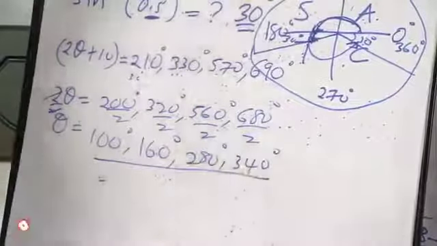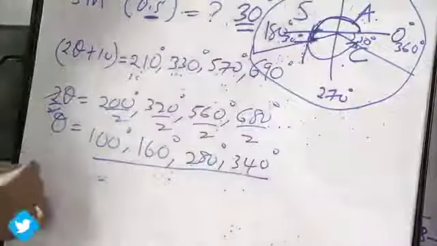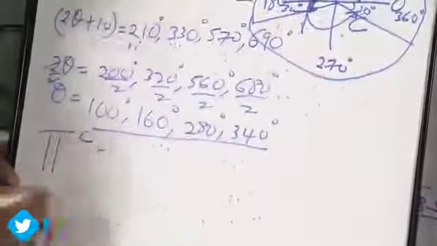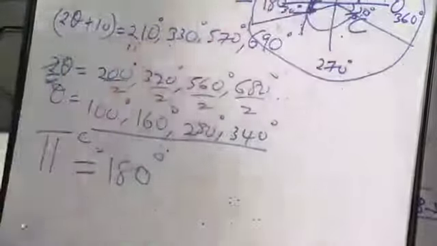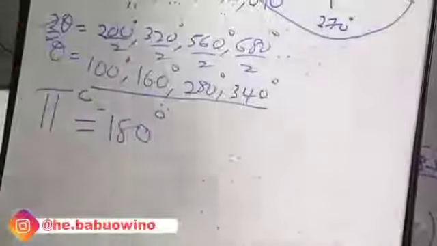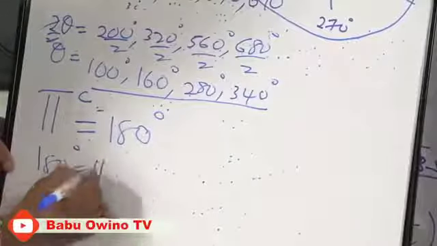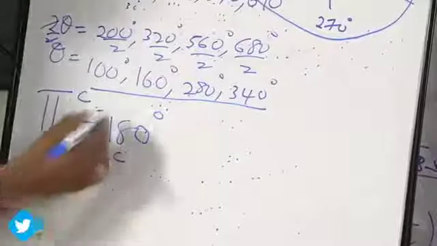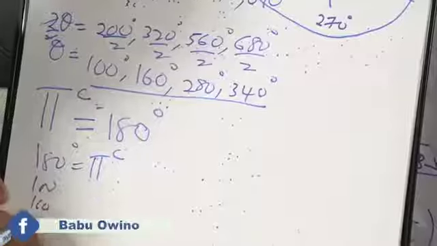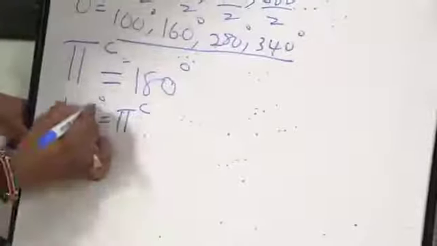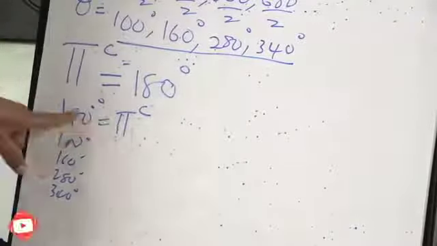These are the answers. But remember, we are told to write our answers in pi radians. Common rule in maths, 1 pi radian equals 180 degrees. When you move from 0 to 180 degrees, you've made a pi radian. Therefore, we want to convert this. If 180 degrees equals pi radians, what about 100? What about 160? What about 280? What about 340 degrees? So you realize that we'll be multiplying 100 times pi, divided by 180.